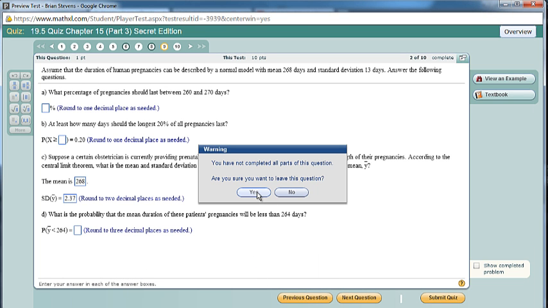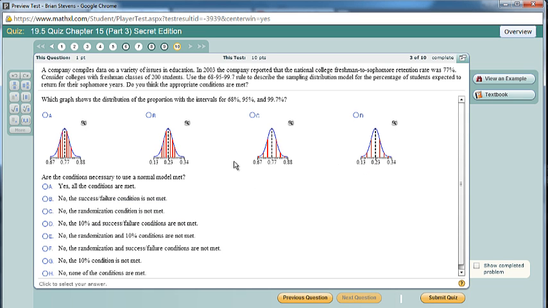Okay, last problem. Let's look at this last question right here. This last question is basically looking at a group of college freshmen and how many are retained. Now this changes the pace once again. The change right here is we're using the distribution of sample proportion. So with this in mind, we have 200 students and we expect 77% will be retained.